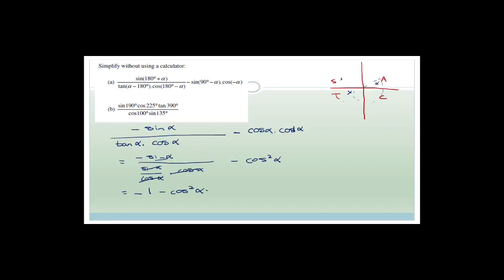But we know a couple of things. We know first of all that sine squared alpha plus cos squared alpha equals 1, therefore 1 minus cos squared alpha is equal to sine squared alpha. So another way we could do this is to replace the 1 with sine squared alpha plus cos squared alpha. So let's do that, it might be easier. Minus 1 becomes minus sine squared alpha plus cos squared alpha, minus cos squared alpha, which becomes minus sine squared alpha minus 2 cos squared alpha.